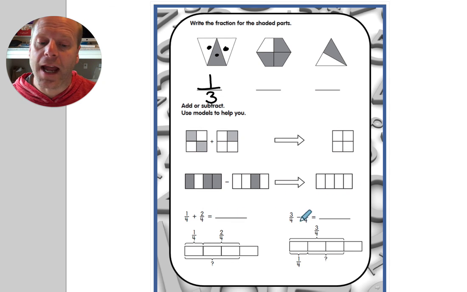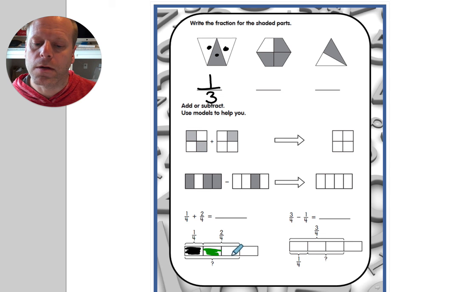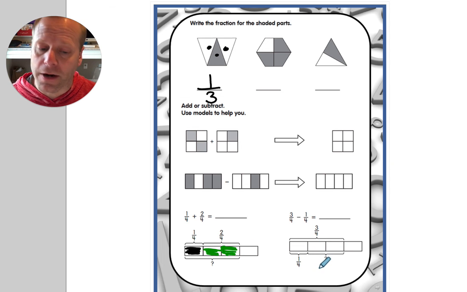More adding and subtracting of fractions down at the bottom. I have given you a model to help. If it was me, I would color in the model. 1/4, let me just color that in, plus 2 fourths. How much is it all together? Goes on the line. Use the model if I give you one.